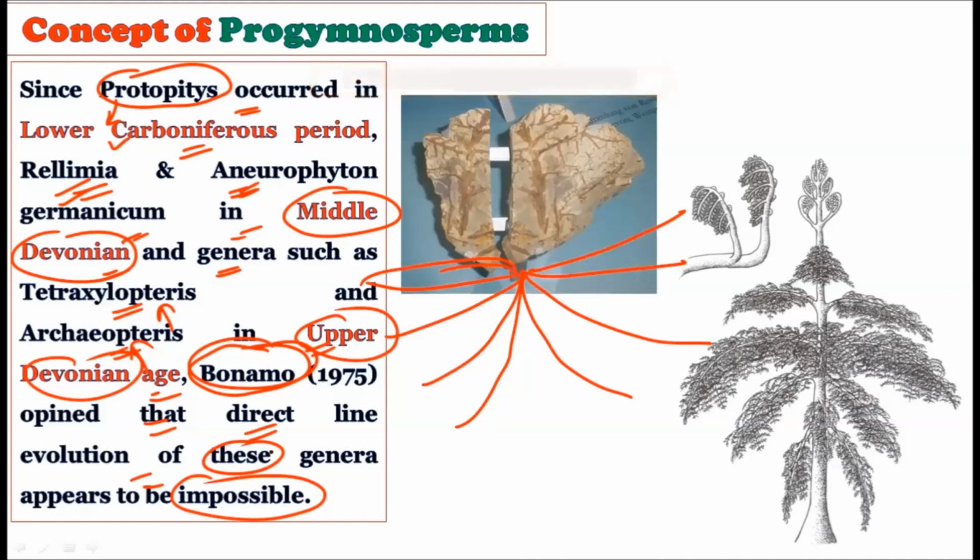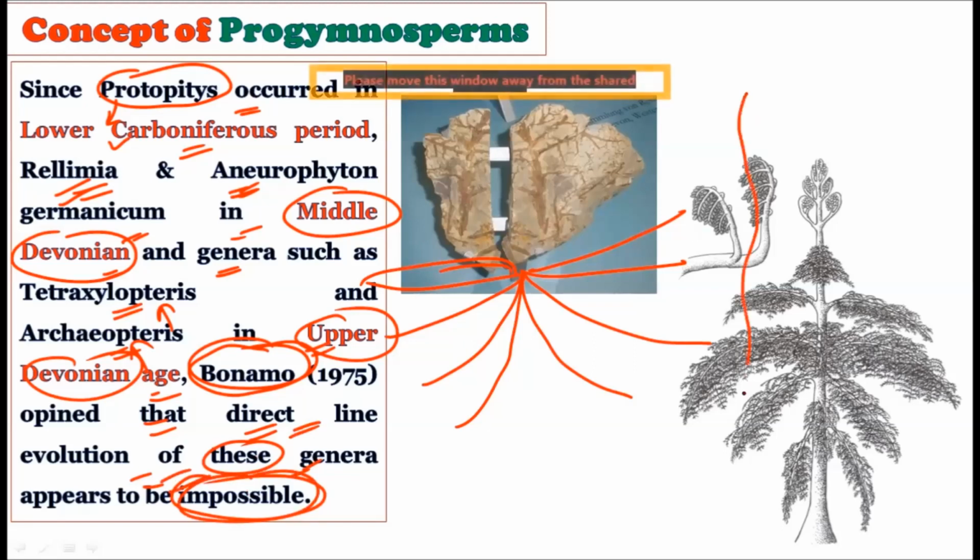That is why Bonamo opines that the direct line of evolution in these genera appears to be impossible. A direct line is not there. There must be branching, or an evolutionary branching tree should be there. And through this branching pattern of evolution, all these plants may have originated. A simple straight line of evolution is not possible.